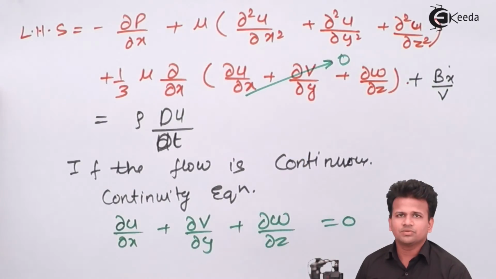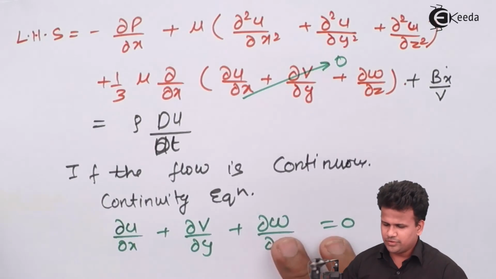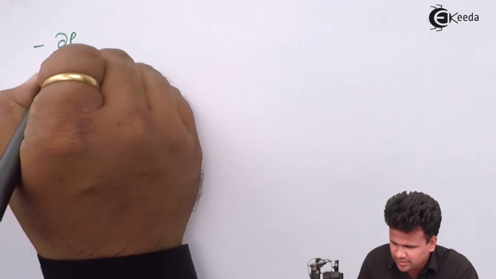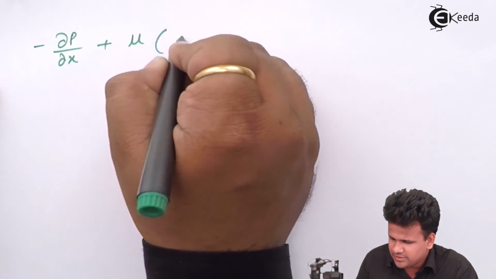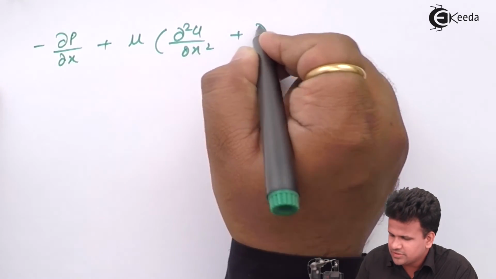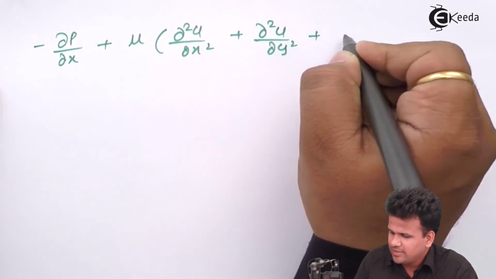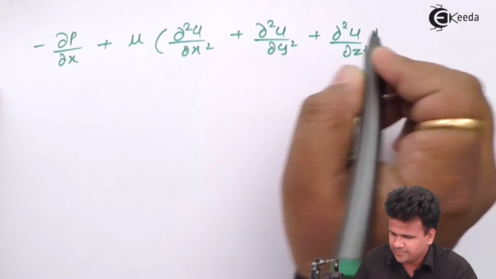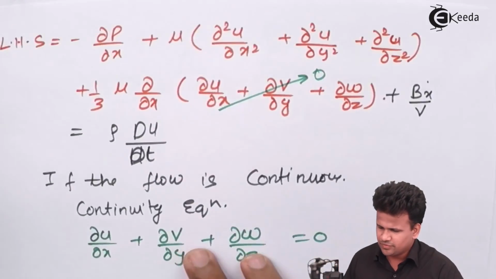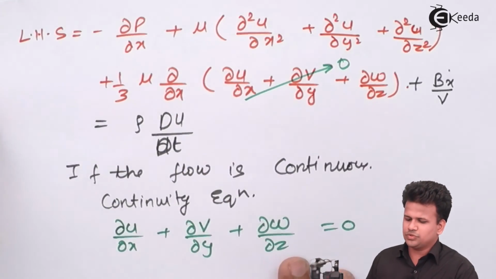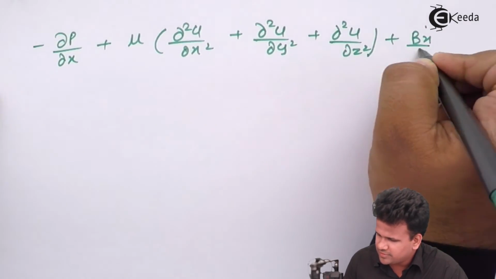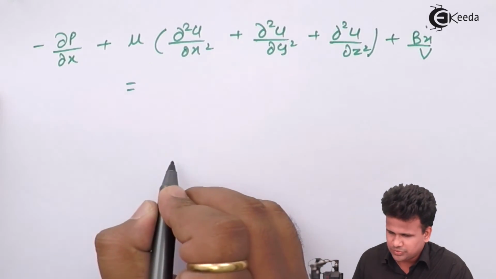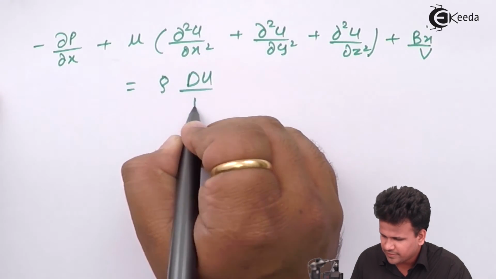This means this term will tend to 0. So now when this term tends to 0, what do we get? The entire equation, let us write this down. That will be minus of ∂p/∂x plus μ into ∂²u/∂x² plus ∂²u/∂y² plus ∂²u/∂z². Only these terms will remain, plus the body force. See over here, this part will be 0. Plus the body force per unit mass per unit volume will be equal to ρ into Du/Dt.